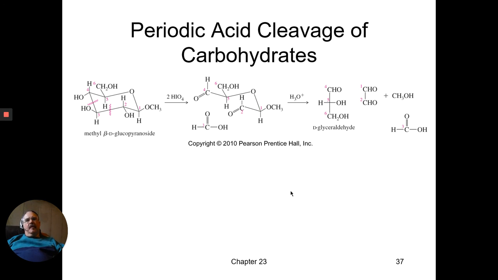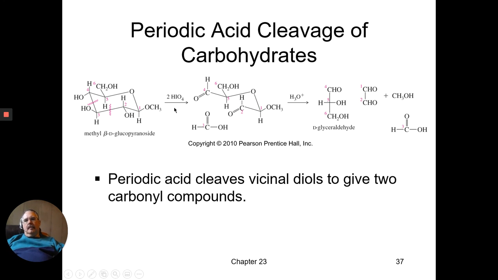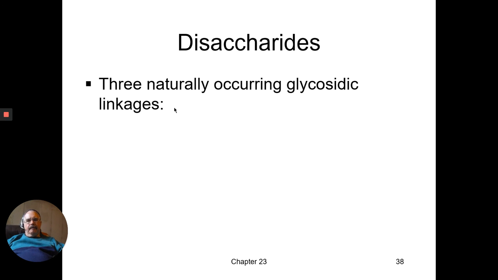Periodic cleavage of carbohydrates can sometimes be used to aid in identification. We talked about this earlier. If we have a diol, we can cleave the carbon bond between the two alcohols using periodic acid, HIO4. In the next lesson, we'll look at disaccharides.